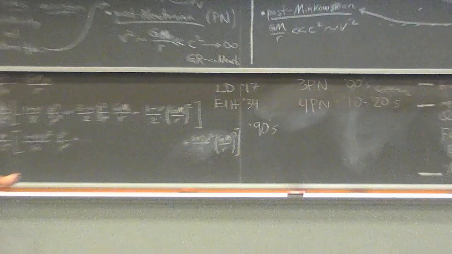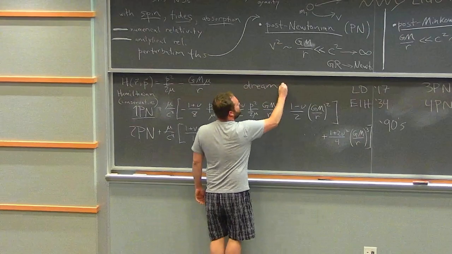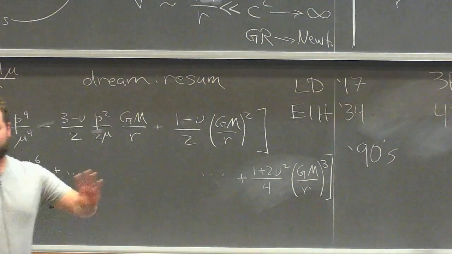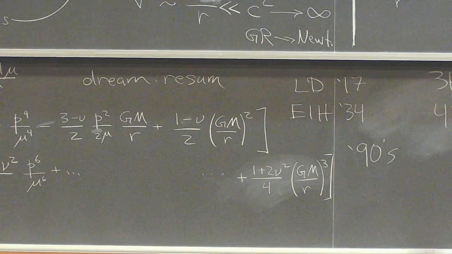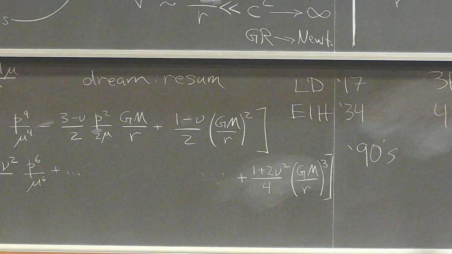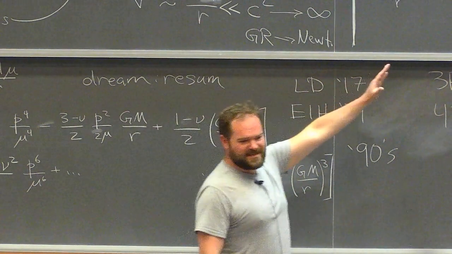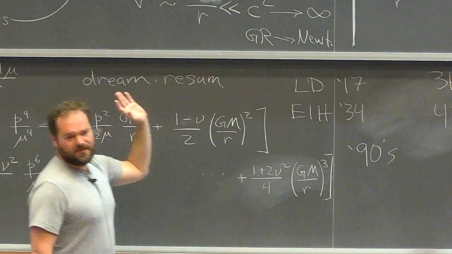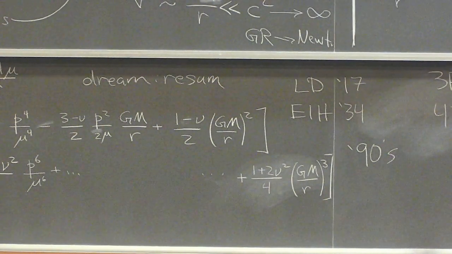But there's a dream, let's say, of we want to resum. Can we get the exact solution in some useful form? Right, that's a dream. And so you can see post-Minkowskian is like a step in that direction relative to post-Newtonian. So can we resum this column?